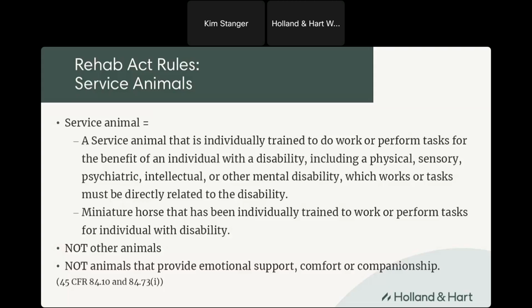Now, miniature horses are not defined as service animals, but they get basically the same protection under the regulations. A miniature horse effectively is treated like a service animal if that miniature horse has been individually trained to work or perform tasks for individuals with disabilities. Again, it's dogs or miniature horses. That's it. It's not other animals, and it's not animals simply because they provide emotional support, comfort, or companionship. Instead, they have to be trained to do work or perform a task directly related to the disability.